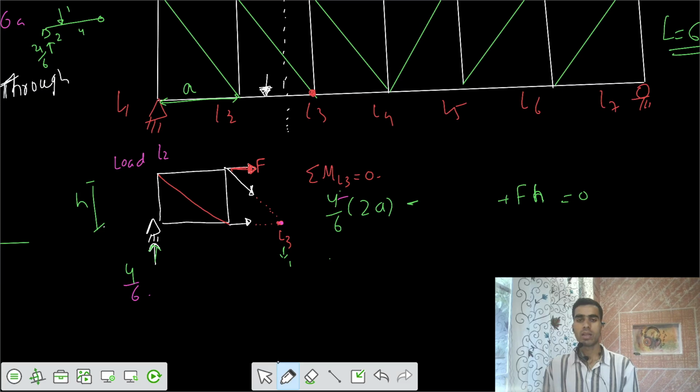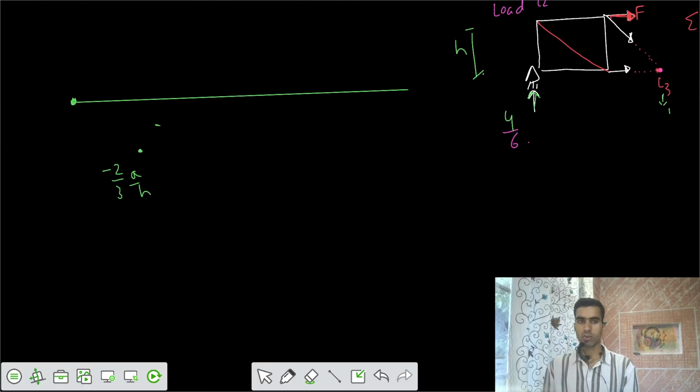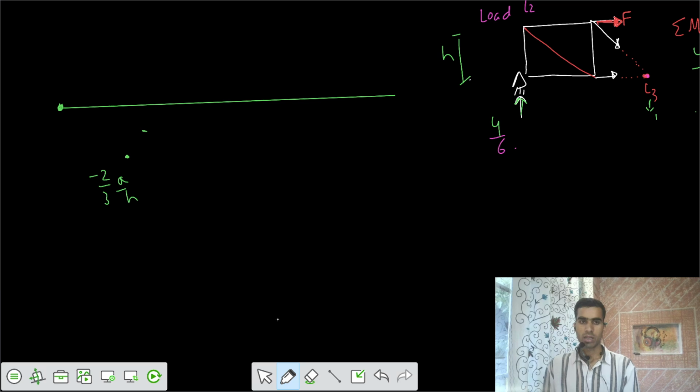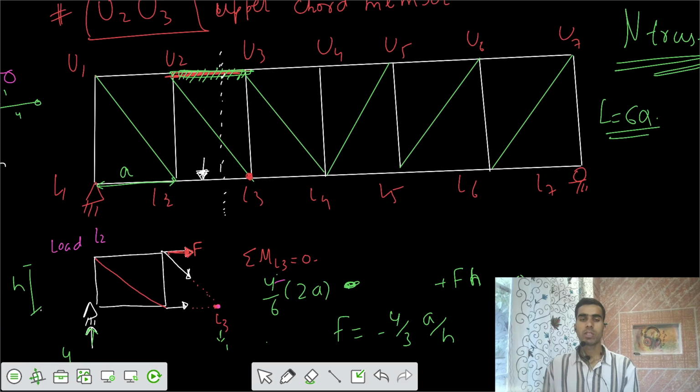Would there be any other thing? There is no other thing. So this part equals this one. So finally I got that negative value of F equals 8 by 6, that's 4 by 3, minus 4 by 3 A by H. So there's some ordinate, minus 4 by 3 A by H. This is also negative. So actually we needed only these two critical points, because U2, U3 was between those two critical points.